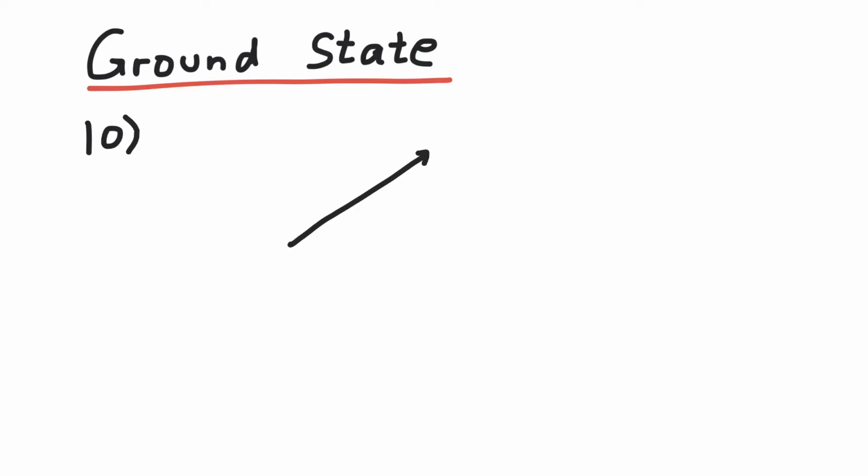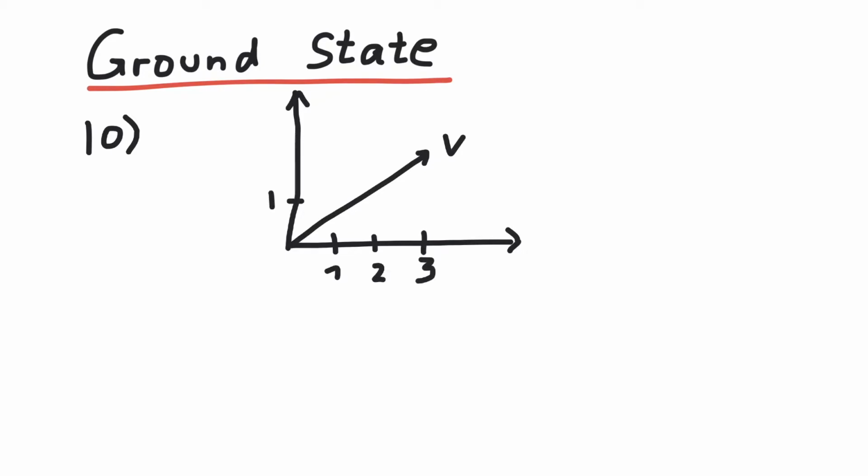Consider this vector here, v. Now, what are the components of this vector? Well, to answer this, we have to draw a coordinate system. So now we can say that this is 1, 2, 3, and here we have 1, 2. So the components of v are obviously 3 and 2.